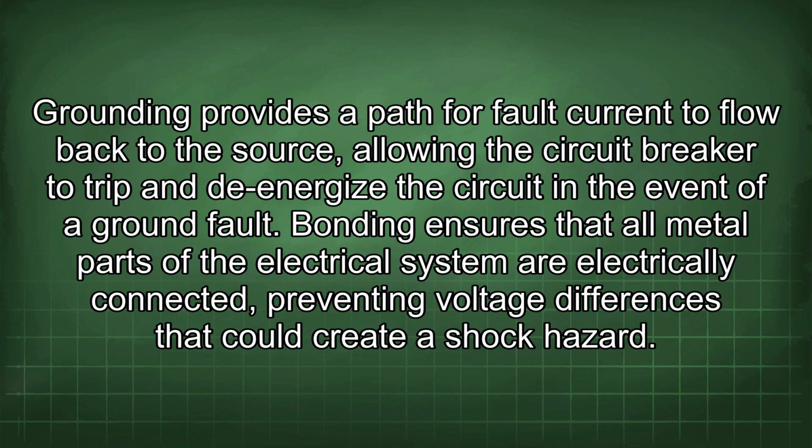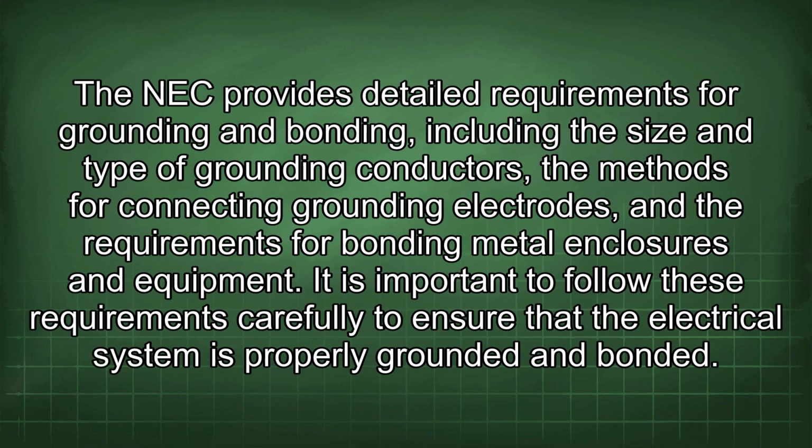Grounding provides a path for fault current to flow back to the source, allowing the circuit breaker to trip and de-energize the circuit in the event of a ground fault. Bonding ensures that all metal parts of the electrical system are electrically connected, preventing voltage differences that could create a shock hazard. The NEC provides detailed requirements for grounding and bonding, including the size and type of grounding conductors, the methods for connecting grounding electrodes, and the requirements for bonding metal enclosures and equipment. It is important to follow these requirements carefully to ensure that the electrical system is properly grounded and bonded.